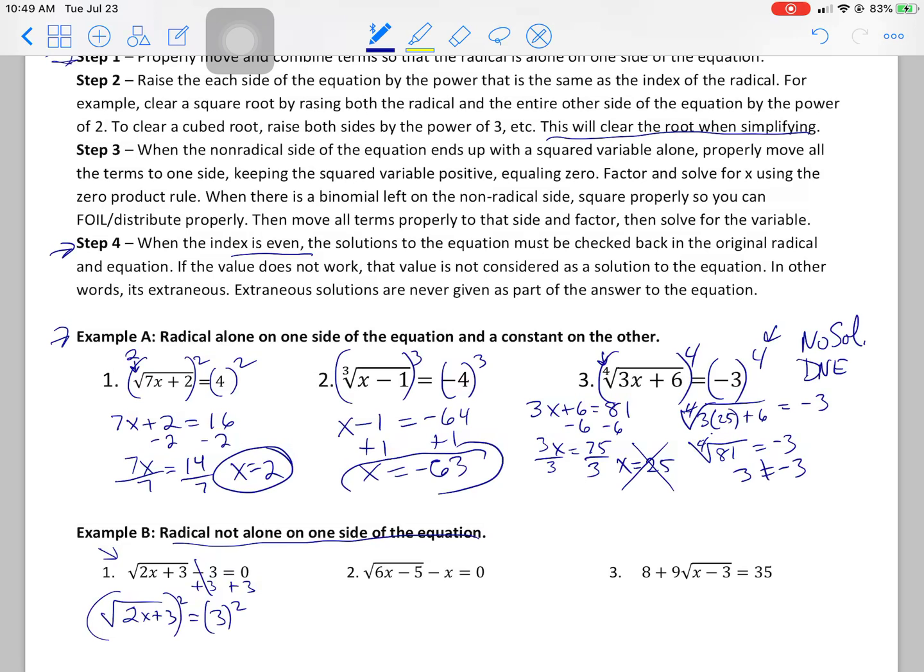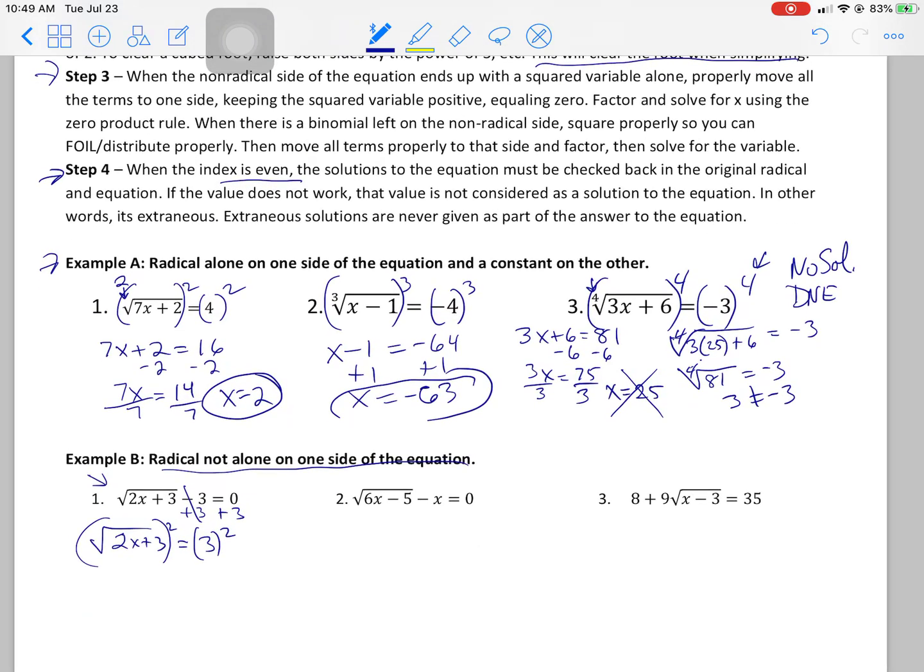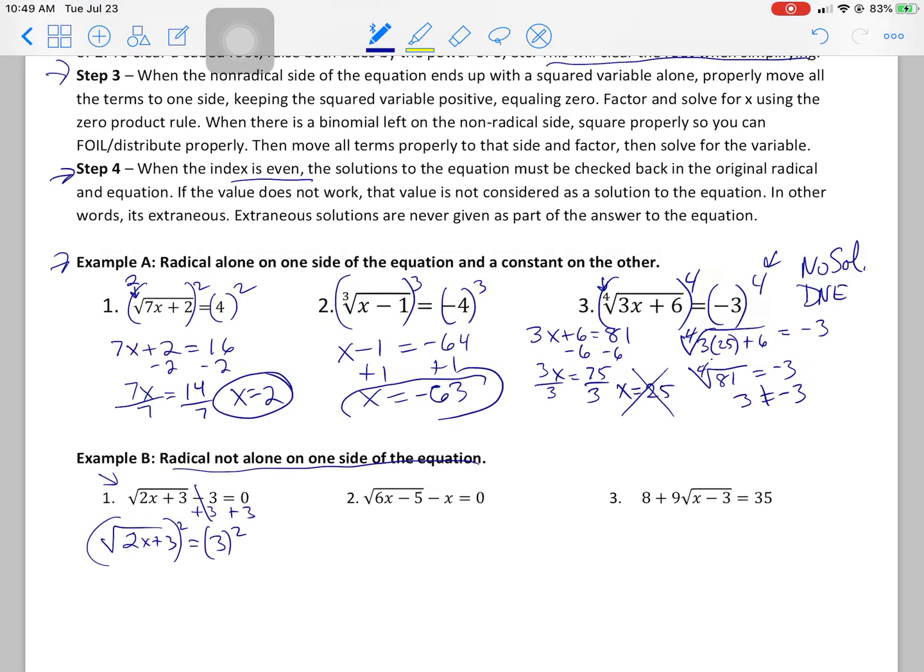I just want to double check up here. What was this other one I haven't read yet? When a non-radical side of the equation ends up squared with a variable alone. Okay, so that's the next one down. That's more complicated. So right now I'm just getting my radical alone on one side. Then I am raising it to the power of the index, which is going to leave the radicand alone, and we need to solve.